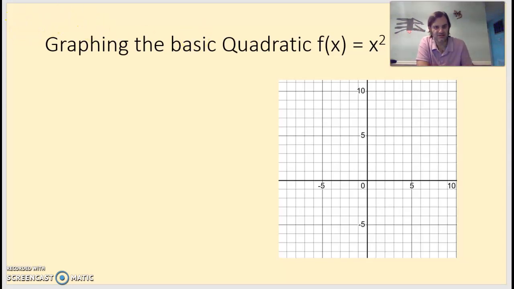We've finally gotten to the point where we're going to graph our first quadratic and admit that we're doing it. And the most basic quadratic that there is: y equals x squared, or f of x equals x squared. If we understand what the basic function looks like, then we can look at the characteristics of how we can change that to graph similar equations.